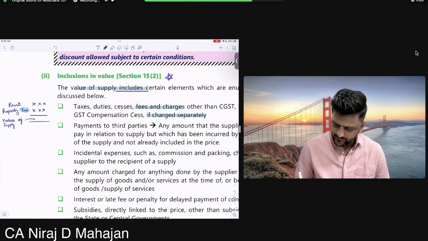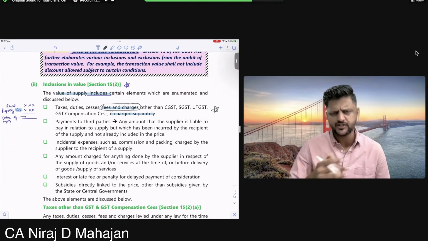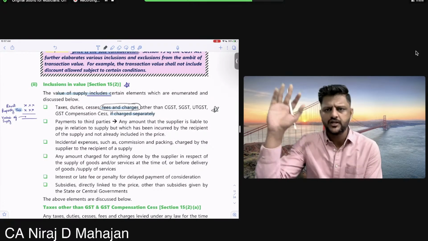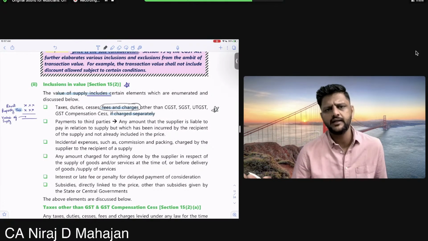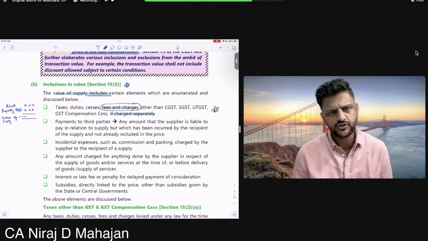So this is important. Any kind of fees, charges, transportation charges, insurance charges, testing charges, anything like that will be added, or any kind of fees or charges are also added.